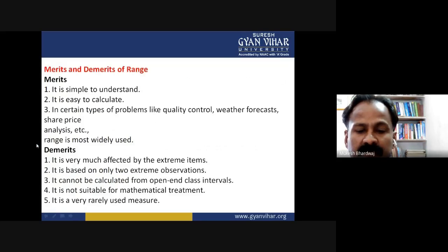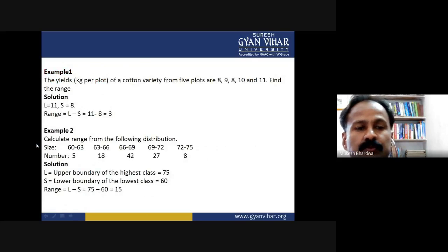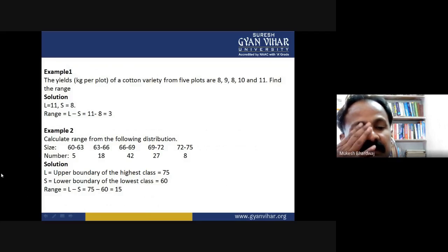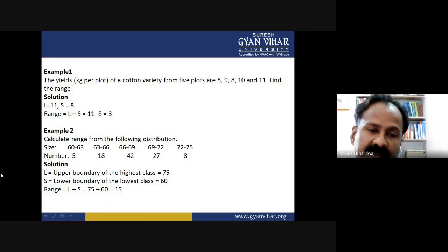Now, in example 2, the data is given in a class frequency distribution, with class 60 to 63 having 5 as its frequency, then 62 to 66, and so on. So we have to choose the upper boundary of the highest class and the lower boundary of the lowest class. The upper boundary of the highest class is 75 and the lowest class starts at 60. So the range is 75 minus 60, which comes out to be 15.